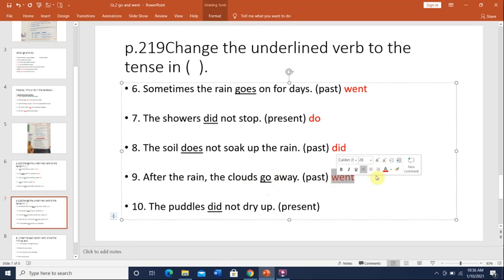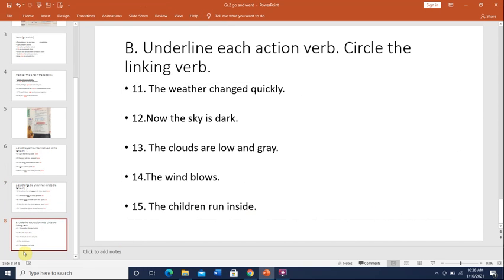Okay, just be careful with the tense. In the present, we use go and goes, do and does. In the past, it's always went. Okay? All right. The puddles did not dry up. Did. The present of did is do. Okay? Why did I write do and not does? Because puddles is plural. All right? Okay. So I hope that was pretty easy.